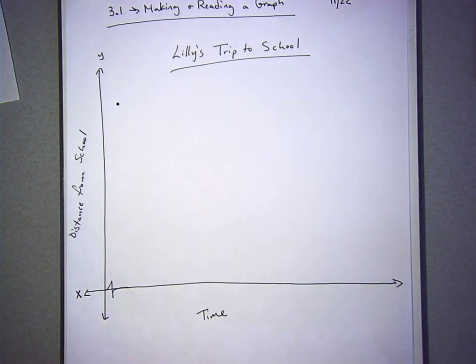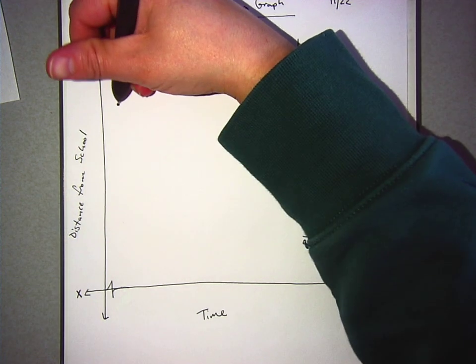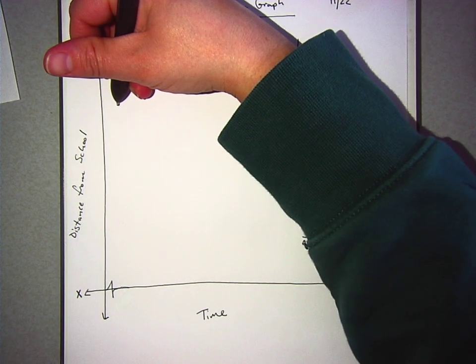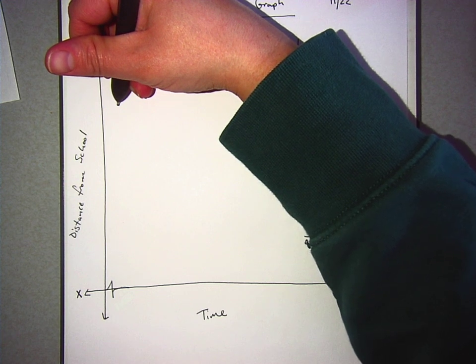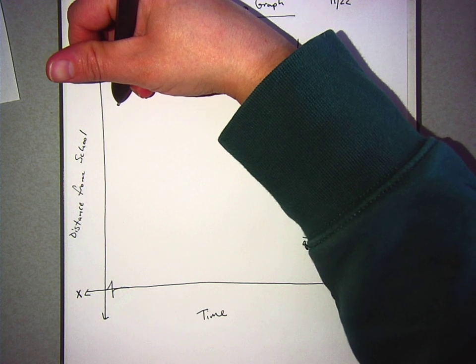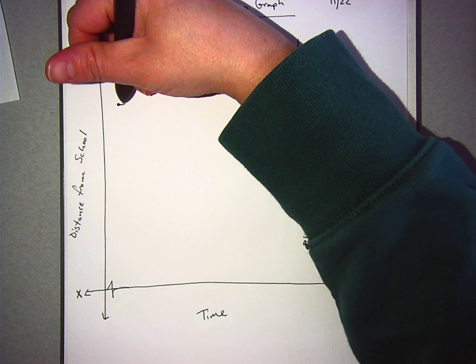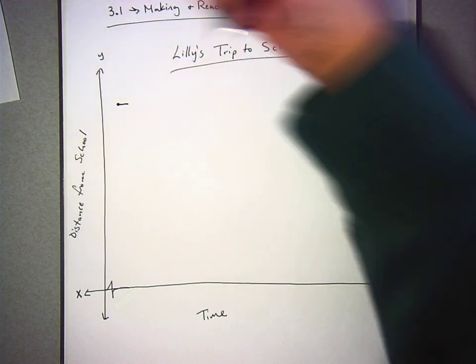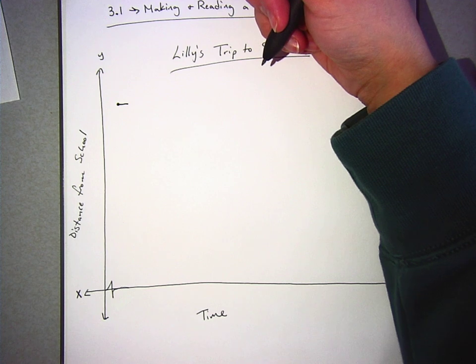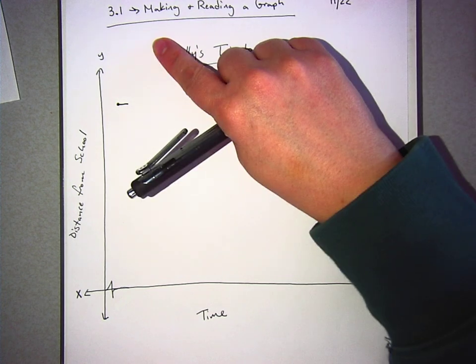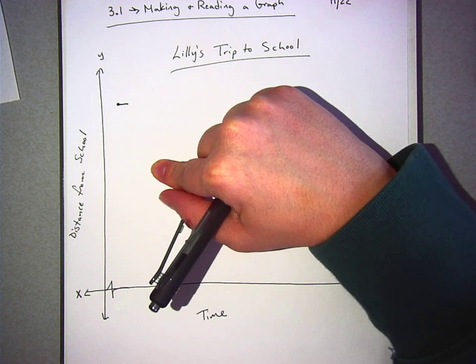Okay, so Lily wakes up. Lily, when you wake up in the morning, are you a jump out of bed kind of person, or are you like a lay in bed and try to deal with the fact that you're awake for a little while person? Okay, so Lily's laying in bed, so I'm going to do this. Why am I writing a flat line right there? Because she's not moving. She's not getting further away from the school. She's not getting closer to the school.